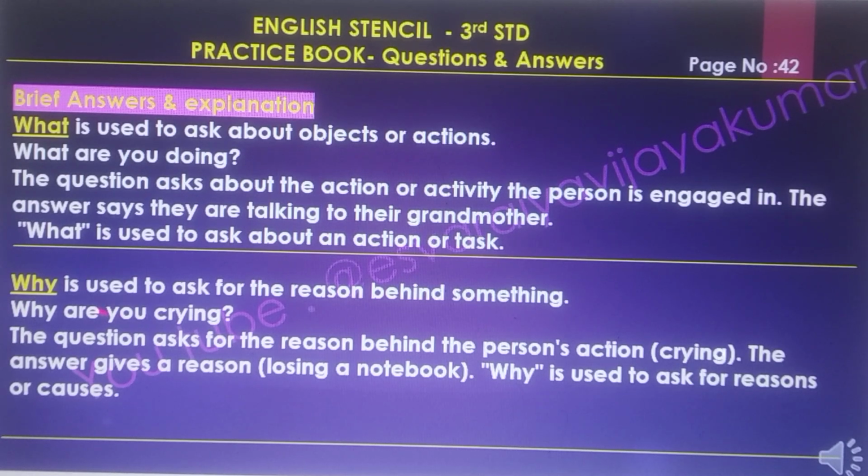Why is used to ask for the reasons behind something. Why are you crying? The question asks for the reason behind the person's action, crying. The answer gives the reason, lost a notebook. Why is used to ask for reasons or causes.